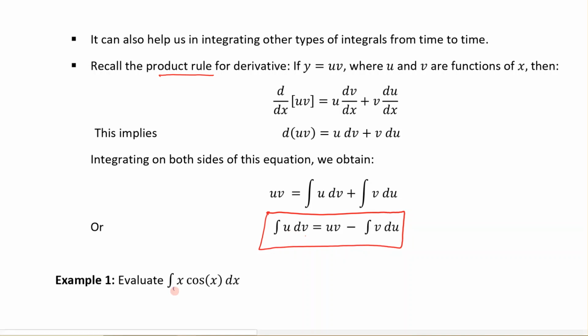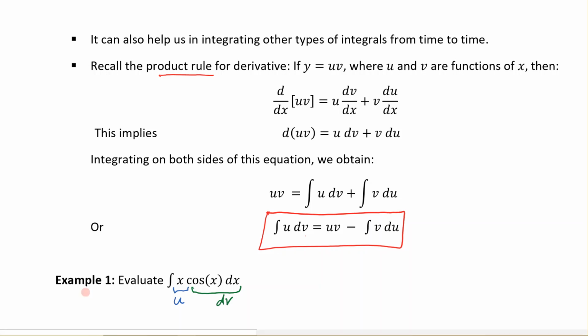We choose u as something that gets simpler on differentiation, that factor which becomes simpler or is reduced upon differentiation, and we choose dv as the rest of the other factor, which we can integrate easily. So it's very important that you choose your u and dv carefully.